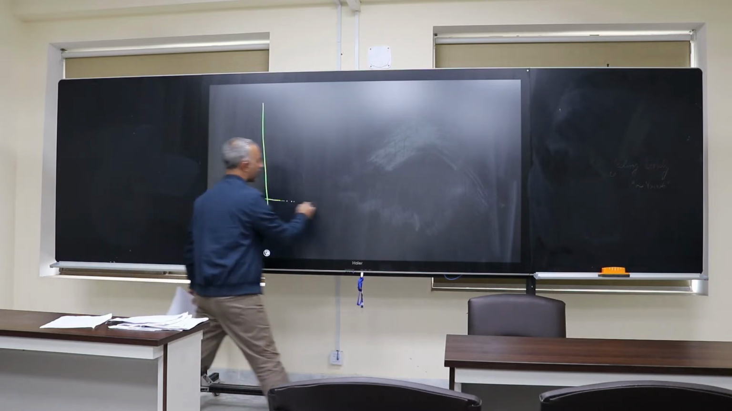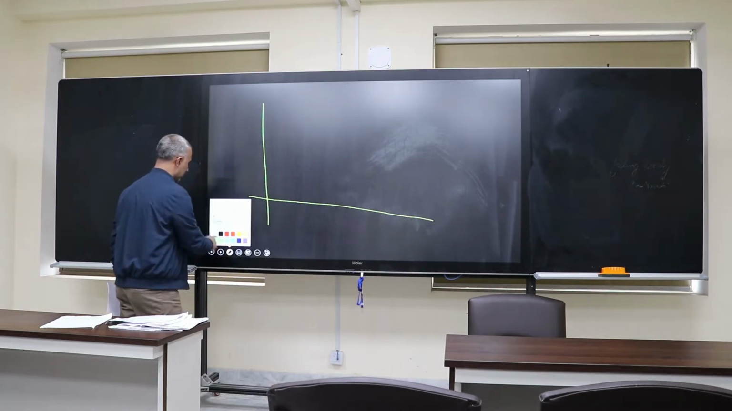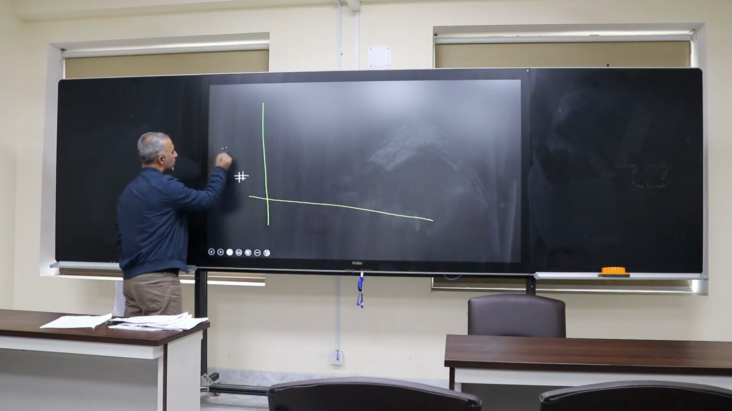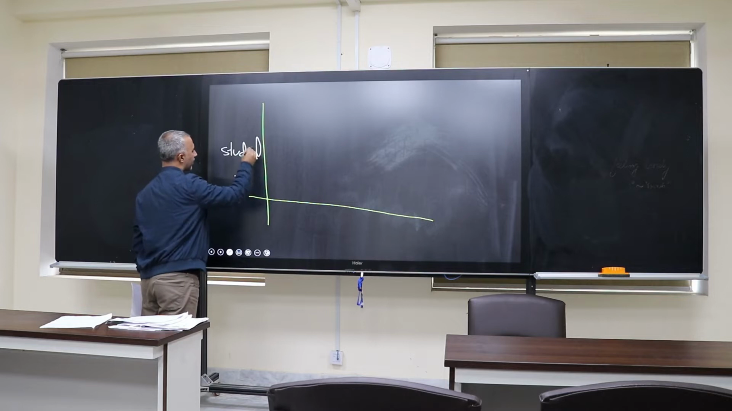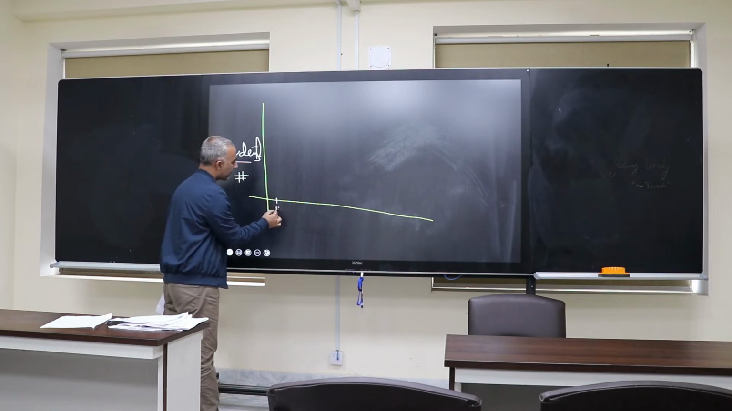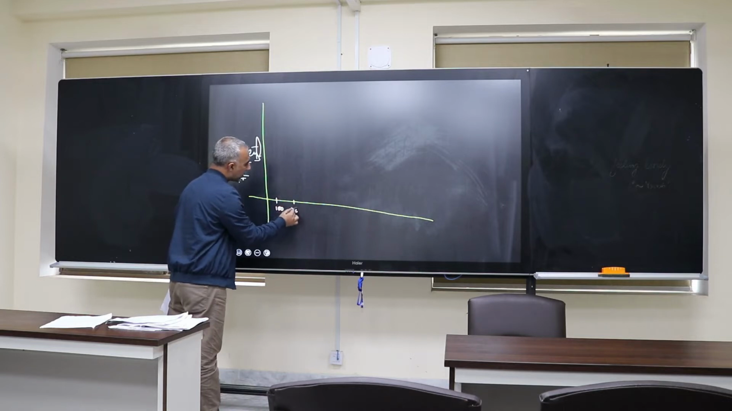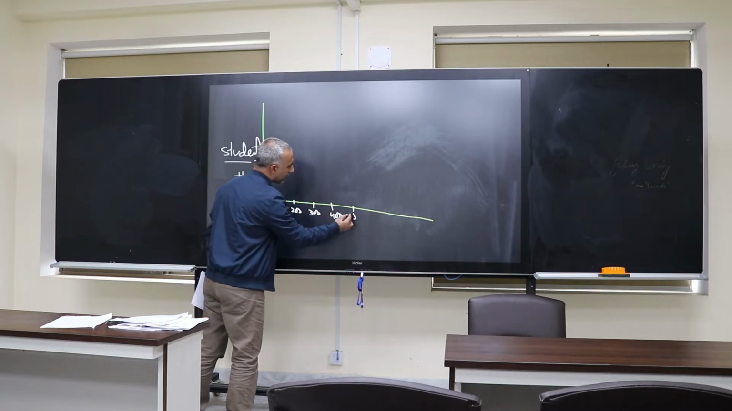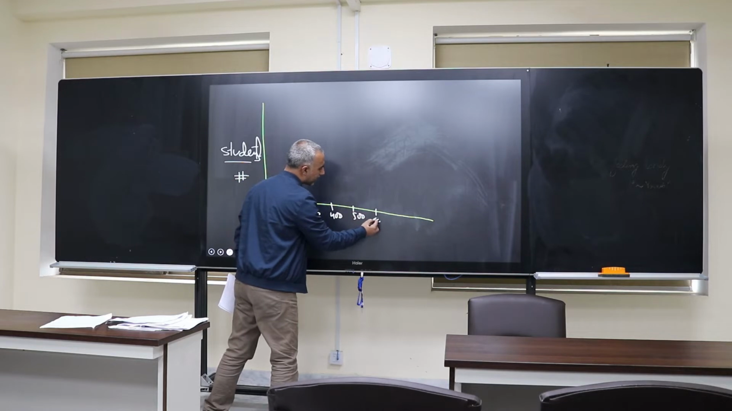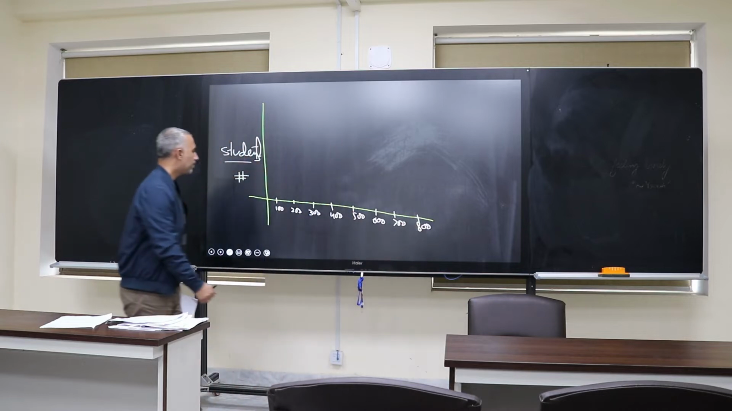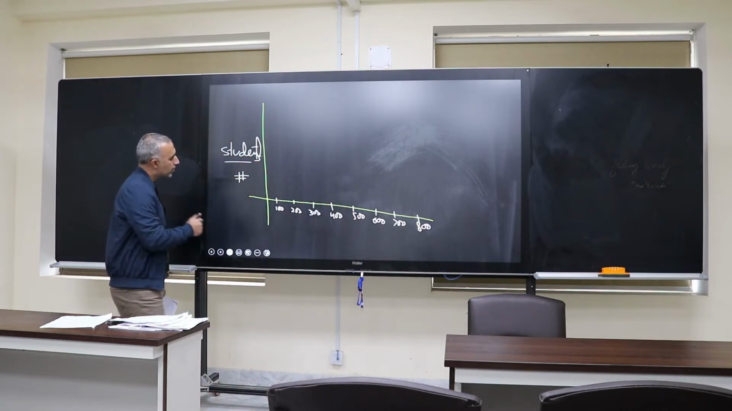Suppose this one represents the number of students. This one is the score. This represents 100, 200, 300, 400, 500, 600, 700, 800. So these are the scores.